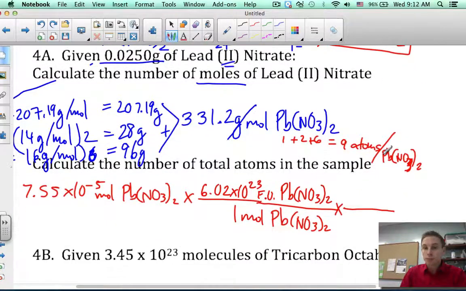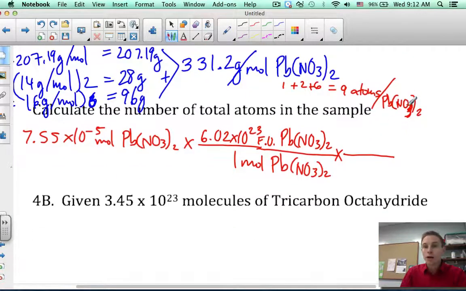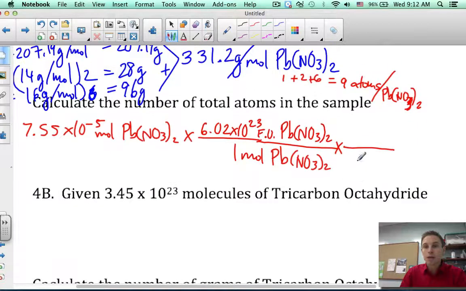Now for every 1 formula unit of lead 2 nitrate, I have 9 atoms. So this is your equation. It ends up being this number of moles, 7.55 times 10 to the negative 5th, times Avogadro's number, which is 6.02 times 10 to the 23rd divided by 1, times 9, divided by 1. And let's plug that into our calculator.